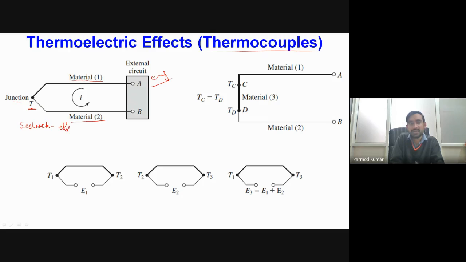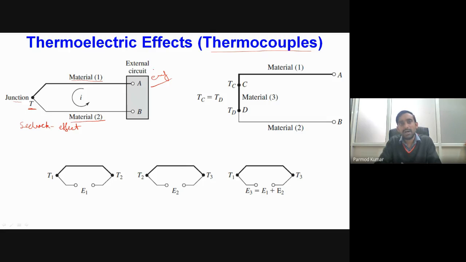For example, if you have some temperature T1 at the junction, you will get a corresponding value of output EMF as E1. Then if you change the temperature to some other value T2, corresponding to that you will get another output E2. Now, obviously, while we employ this type of device for measurement, we will have some external circuit over here, and that circuit will obtain the value of this output voltage and finally display it in some readout.